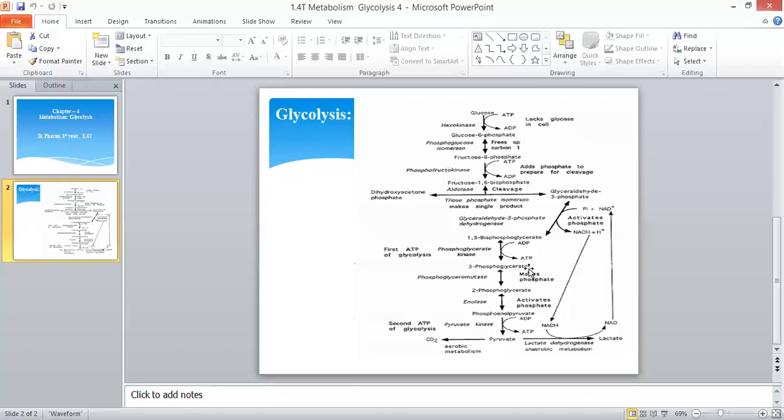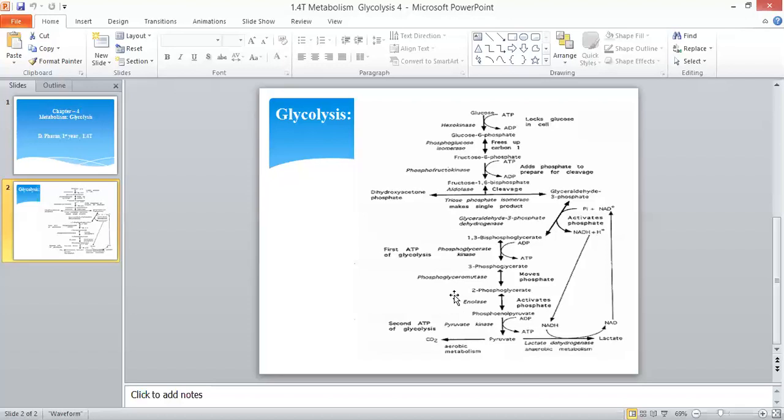And the next step, 3-phosphoglycerate to 2-phosphoglycerate. In this step, phosphoglycerate mutase is used as the enzyme. This phosphoglycerate mutase catalyzes 3-phosphoglycerate to 2-phosphoglycerate, and this is also a reversible reaction.